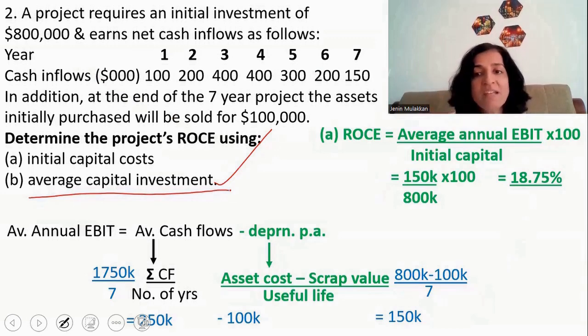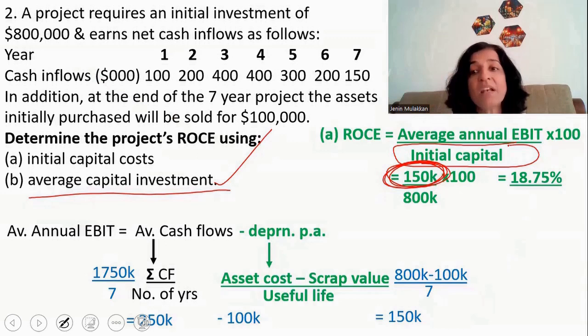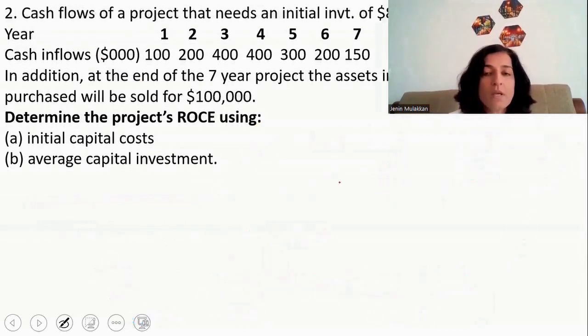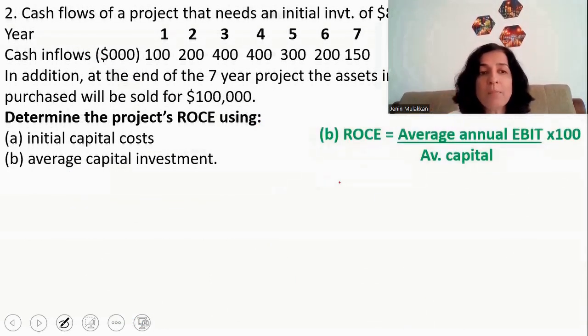Now moving to part B, that is calculating return on capital employed based on the average capital. The numerator remains the same, it remains at $150,000. It is only the denominator. We have to substitute average capital instead of initial capital. So please take note of the numerator. It's $150,000.